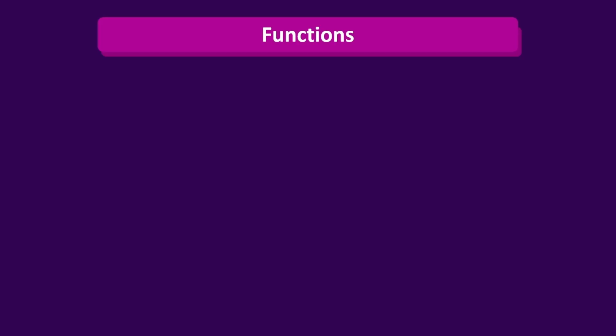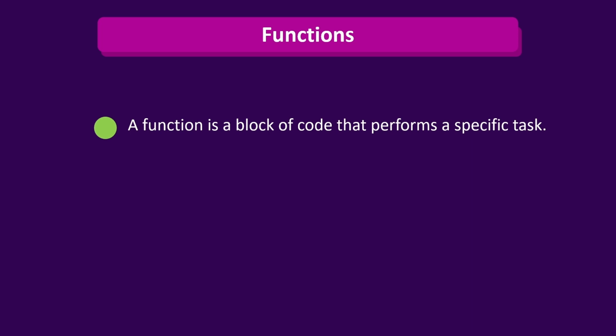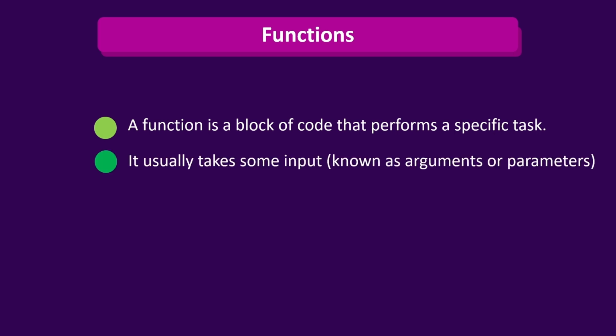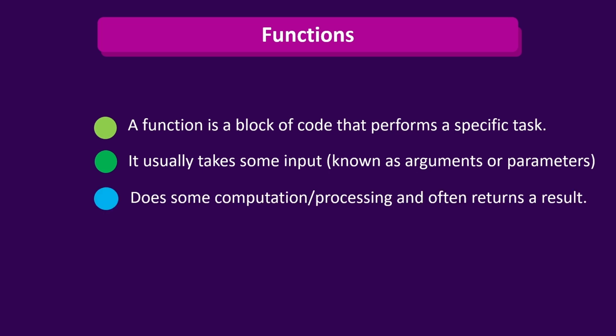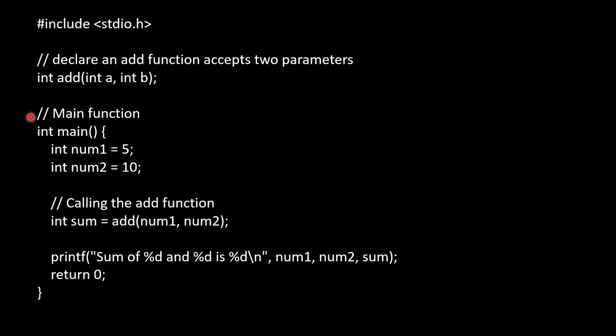Let's just talk about functions. A function is a block of code that performs a specific task, and we can call the function to do the specific task as many times as we want. It usually takes some input known as arguments or parameters, and based on the inputs does some computation or processing and often returns a result. So let's take the help of this example.